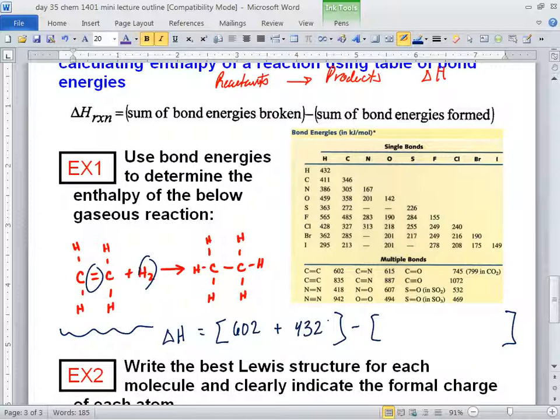Okay. Now, we're supposed to subtract, so I wrote the subtract sign in there. The bond energies formed. Okay. So let's circle the bonds that we're going to form. What would you circle? Exactly, I would too, because nothing else changed. Okay. So what would you put in the sum then?